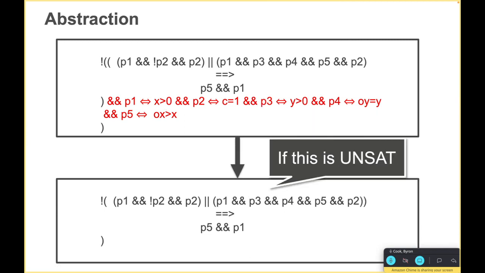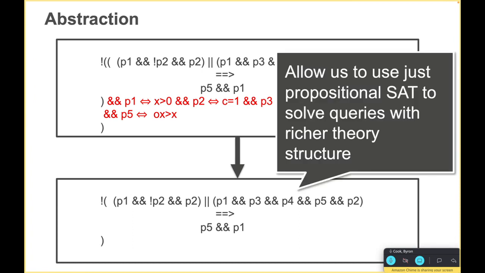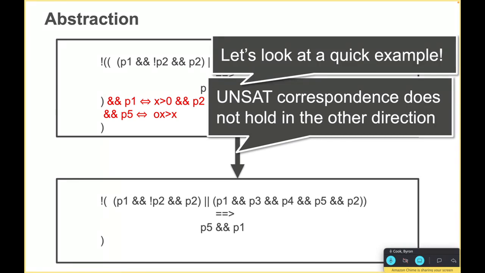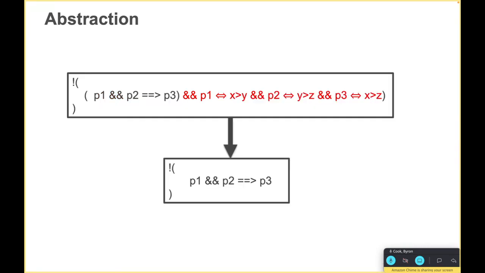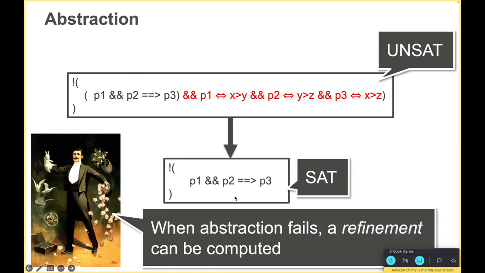And there's this interesting relationship between these two formulae. If this formula is unsat, then this formula is unsat. And that allows us to use SAT solvers on a simple logic like propositional logic to prove things that have much richer structure. Unfortunately, this correspondence doesn't hold in the other direction. Here's a quick example. Here's an unsat formula, but its abstraction is sat. So we've lost too much information. If we're trying to prove this formula unsat by reasoning about this one, that's not going to work.